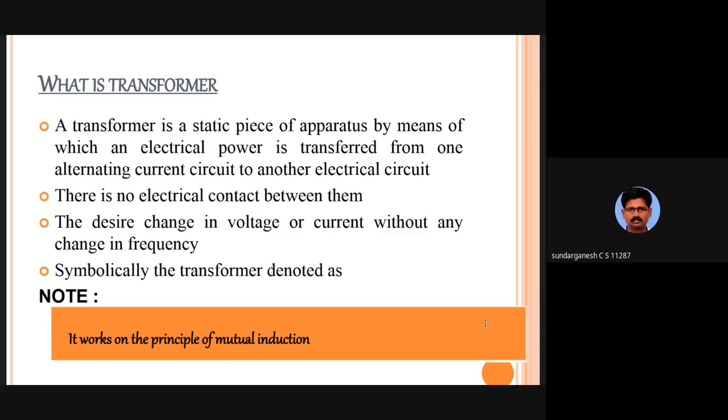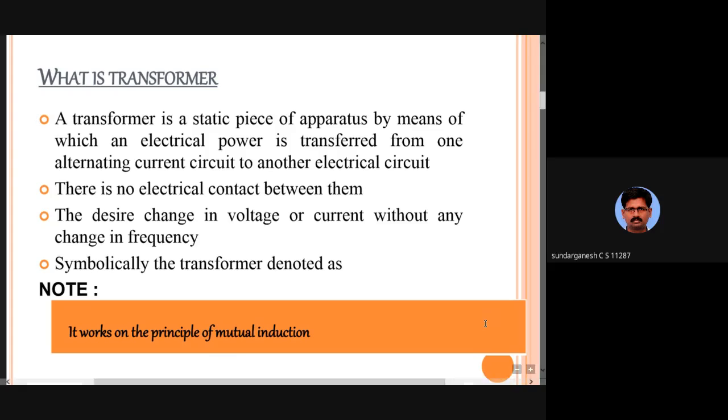The desired change in voltage or current is made without affecting the frequency. The frequency is the same. Even though the voltage level increases or the current level decreases, the frequency at which the AC wave is moving is the same. The principle of work is mutual induction.